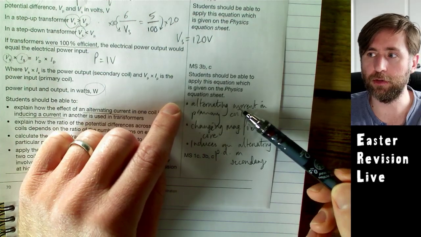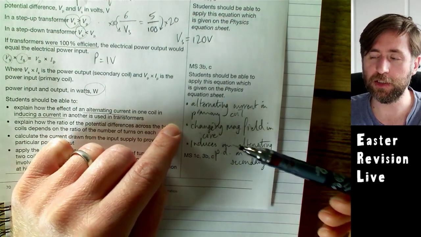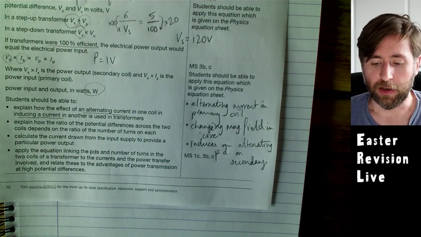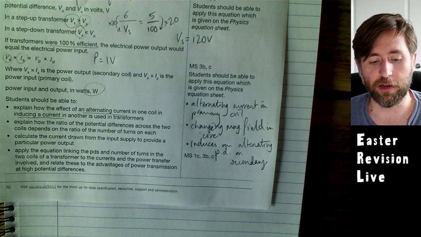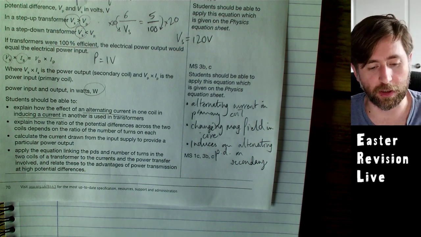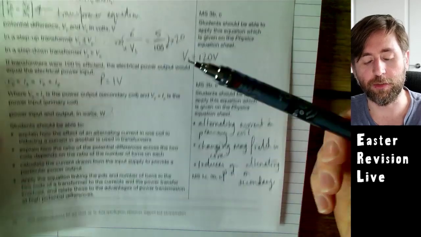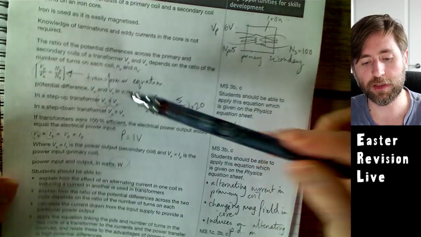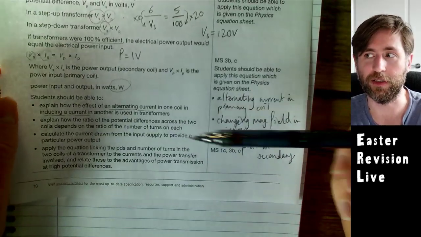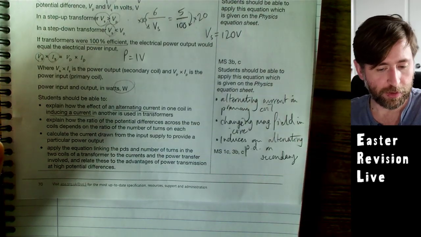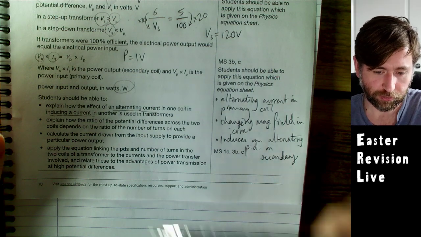You must say alternating current, you must say changing magnetic field, and you must say induces an alternating PD on the secondary. If you do that, you can always explain how a transformer works, basically. Explain how the ratio of potential differences depends on the number of turns. That's just using the equation, basically, or thinking about explaining step up and step down in words. Calculate the current drawn from the input supply to provide a particular power output.